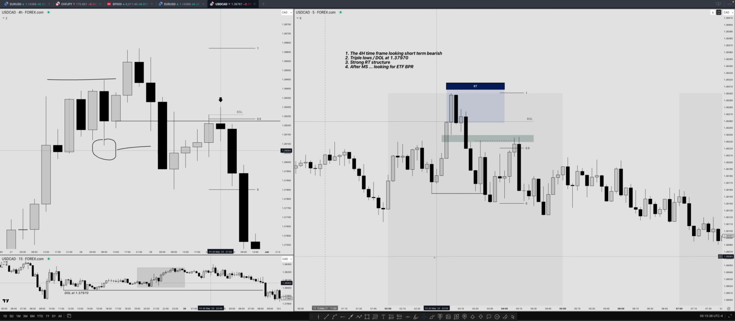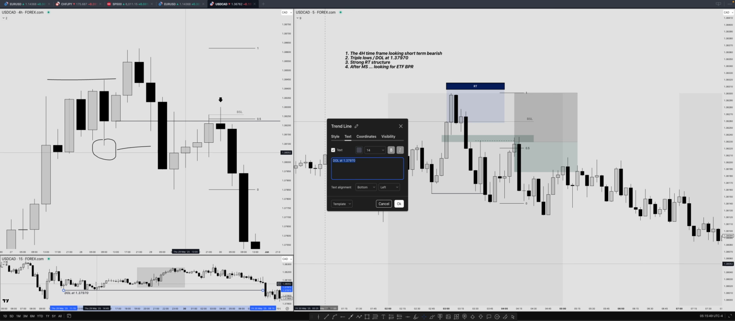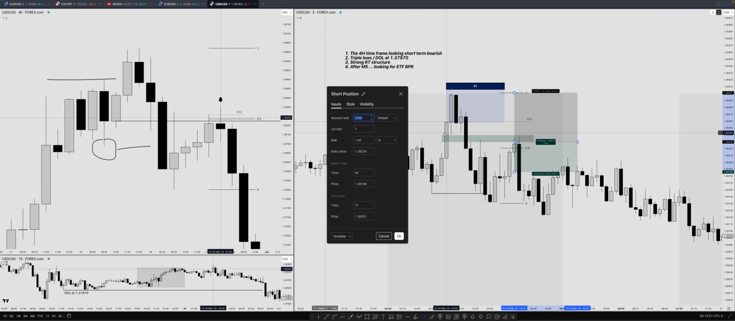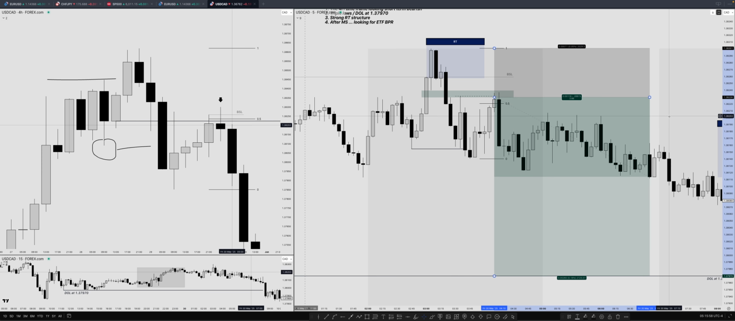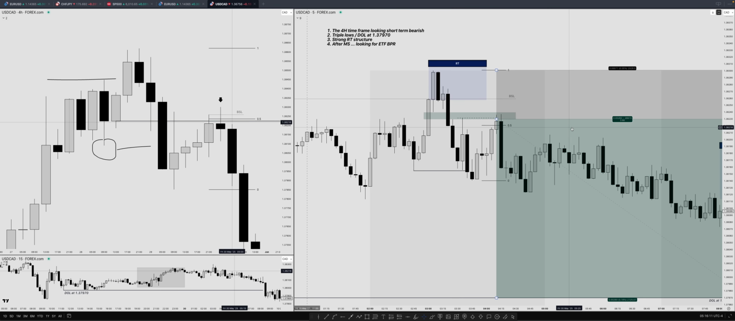So let's say we took our entry right on the BPR right here, with our stop loss covering the RT high, and with our target obviously aiming for this sell side liquidity for the main draw. So this would be our initial trade, initial position right here, that played out to absolute perfection. Now let's say you missed this entry right here.